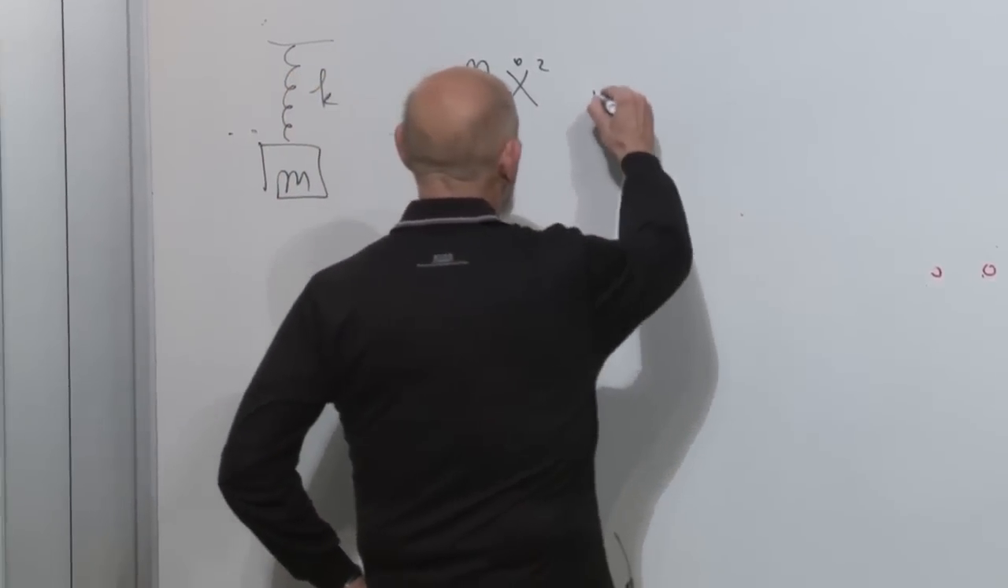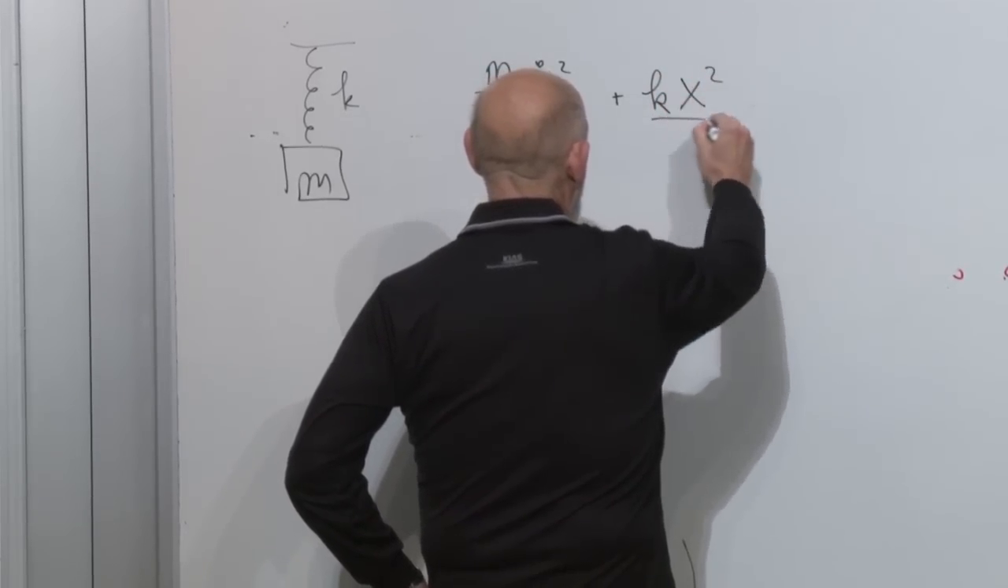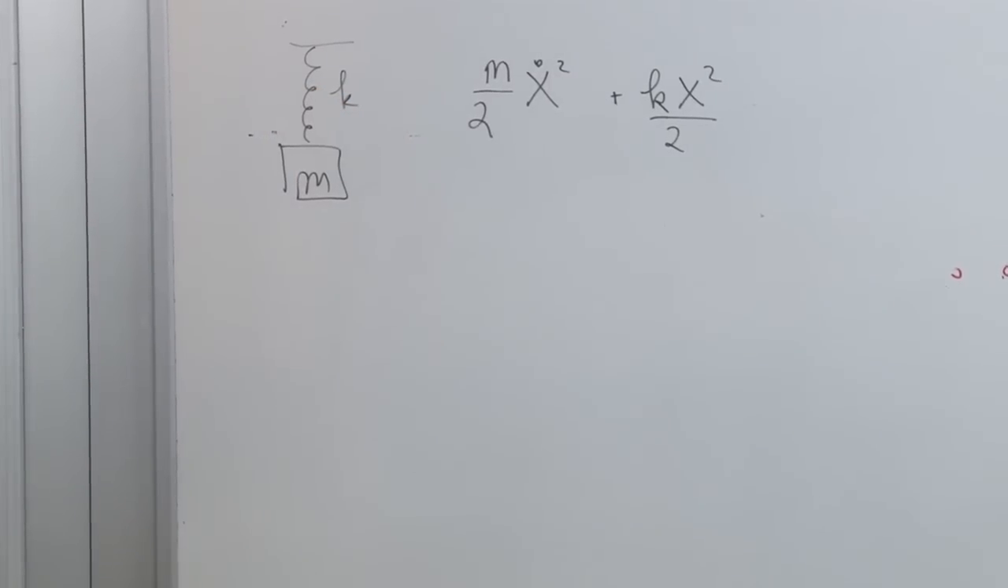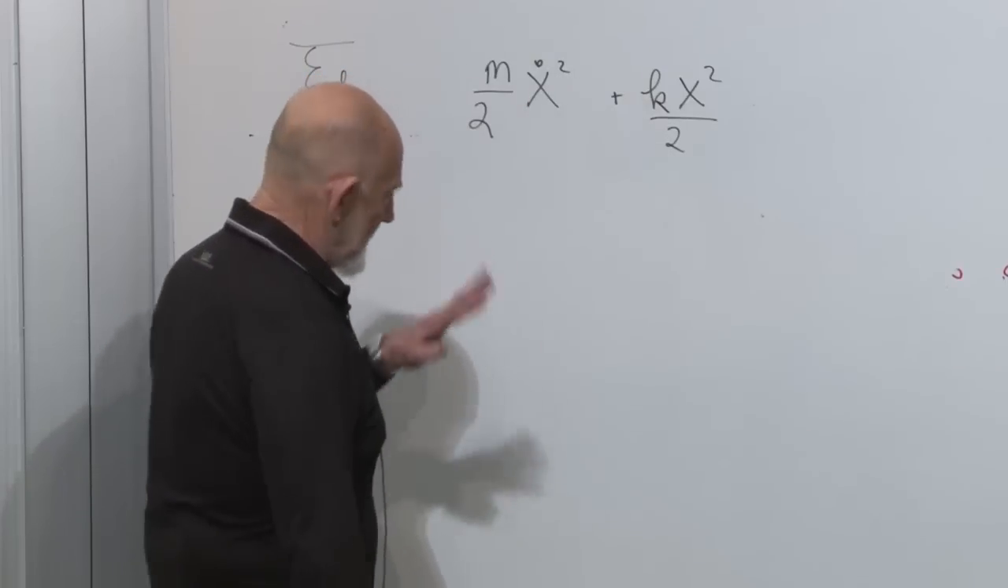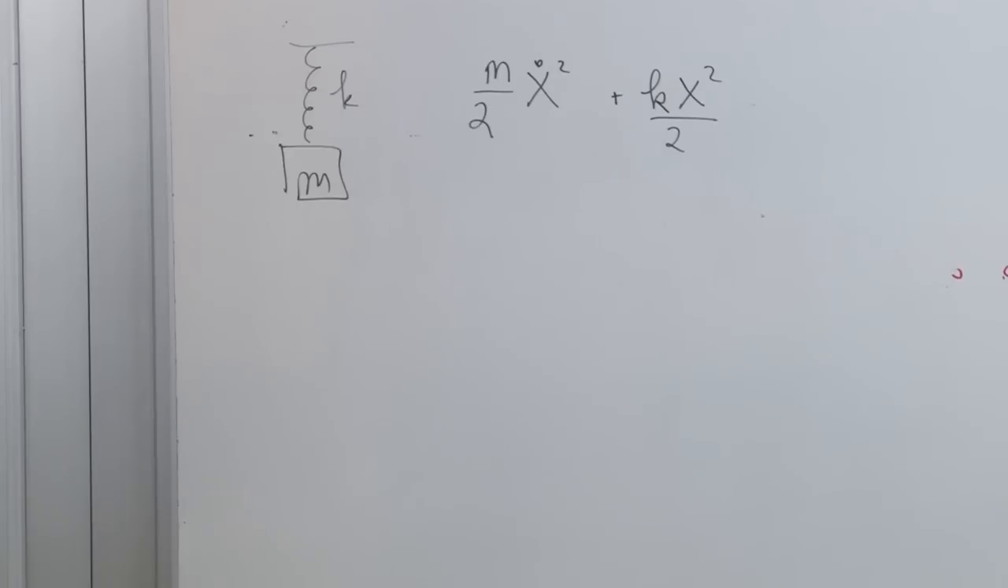Mass is the mass, plus the spring constant times x squared over 2. This is not the Boltzmann constant. Now, we are finished with Boltzmann. Boltzmann will fade into the background now. We no longer will keep track of the Boltzmann constant. K here is the spring constant. The Hooke's law spring constant.